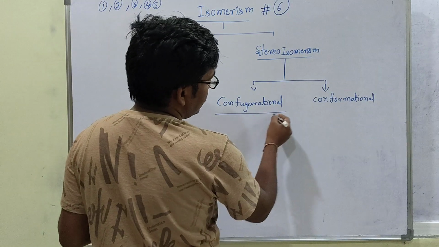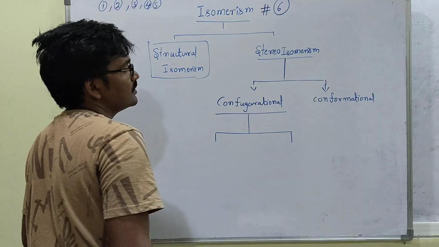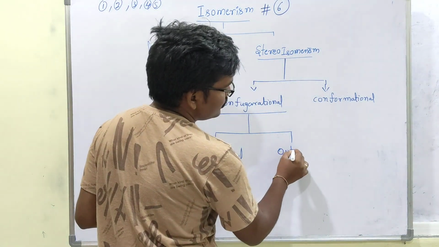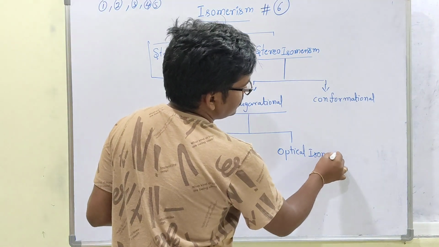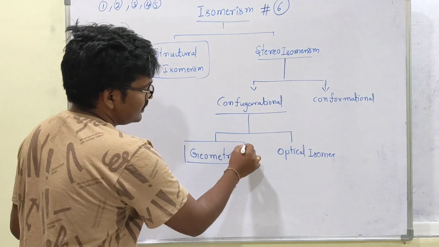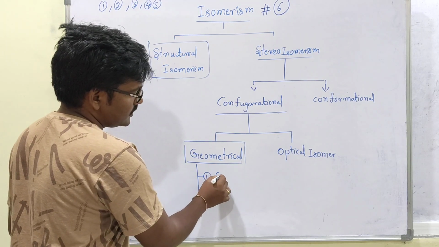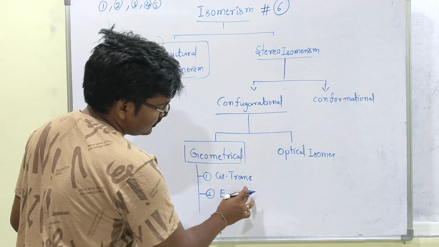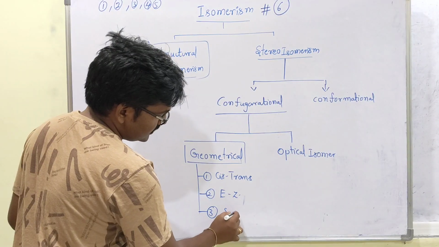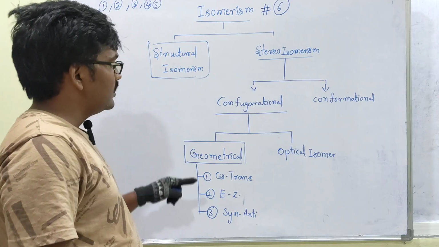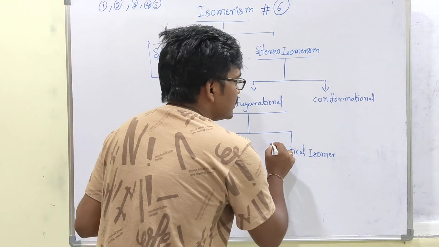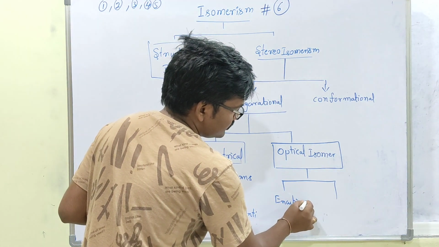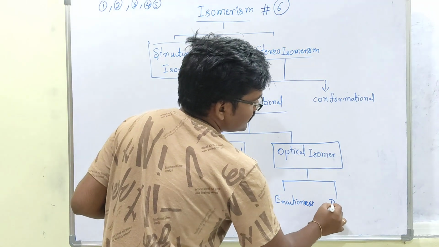Configurational isomerism is again divided into two categories. One is geometrical isomerism, then optical isomerism. In geometrical isomerism, three categories are there. One is cis-trans isomerism, number 2, EZ isomerism, number 3, Syn-Anti isomerism. Then optical isomerism is again divided into two categories: one is enantiomers, and the other is diastereomers.